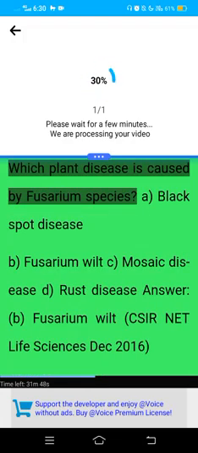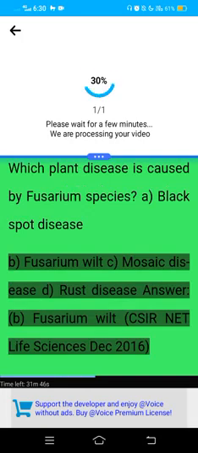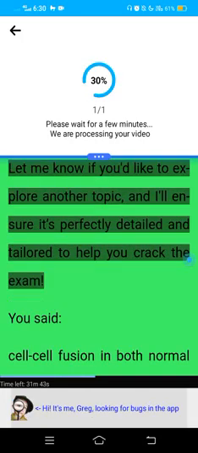Which plant disease is caused by Fusarium species? A. Black spot disease. B. Fusarium wilt. C. Mosaic disease. D. Rust disease. Answer. B. Fusarium wilt. CSIR NET Life Sciences, December 2016.